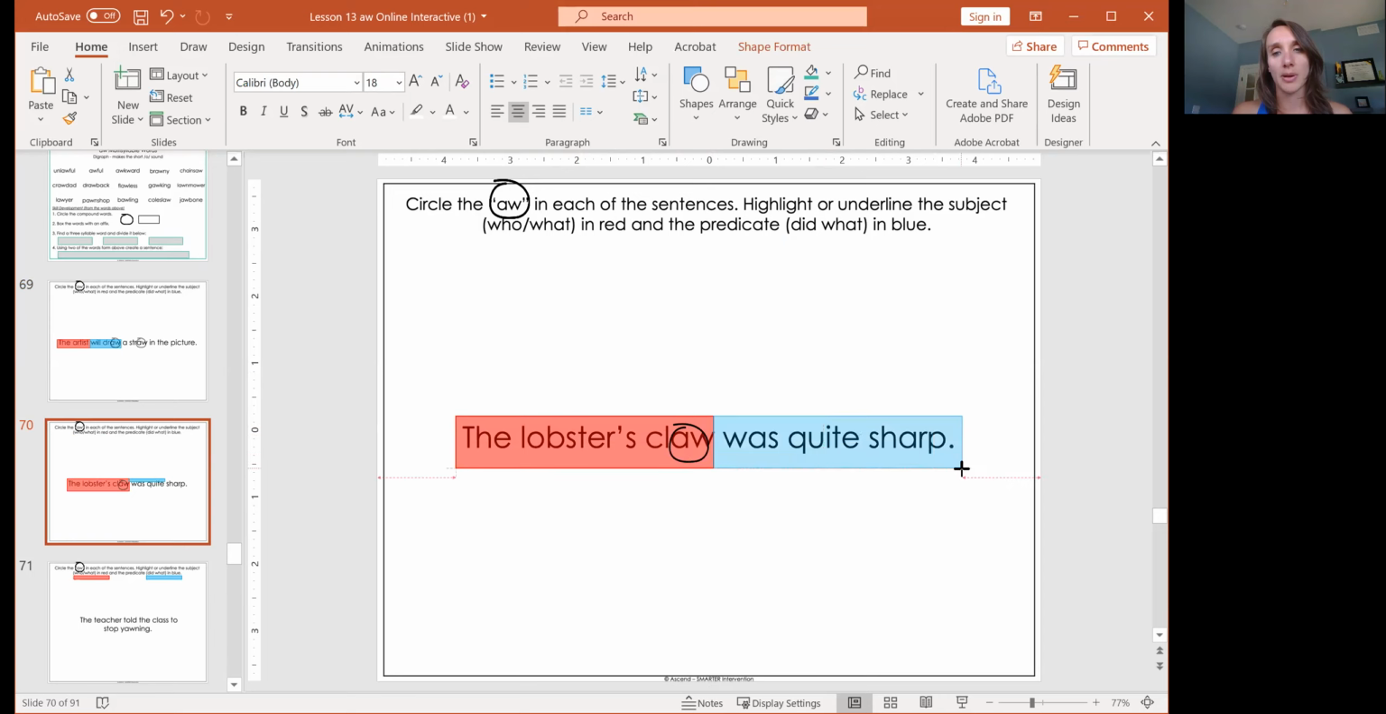Then what we could do is add an adverbial, because in this case we only have a subject and a predicate. I might give my student an opportunity to give me something extra so that I can picture that even better. They might give me something like, the lobster's claw I found at the beach was quite sharp. So we can split up our subject and our predicate and add bonus in at any point. We're really working on syntax, structure. How can I mix this sentence up? How can I do something different with it?